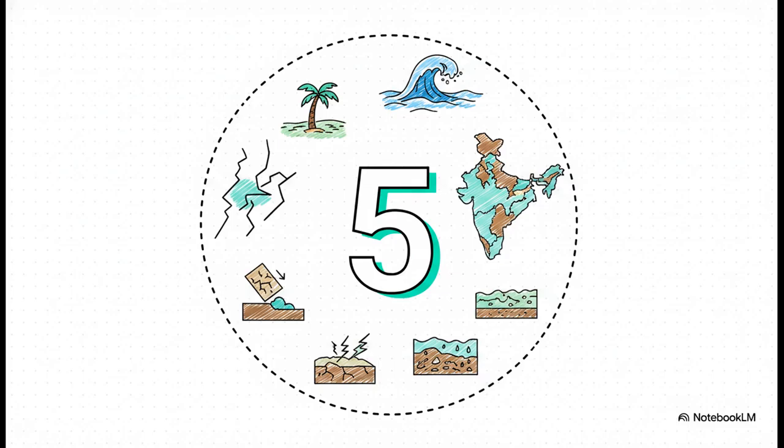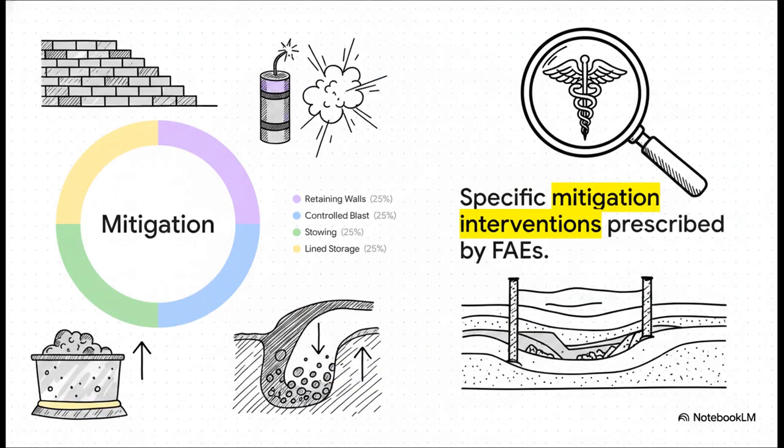If it's a coastal project, they evaluate that exact same 5-kilometer zone for tsunami vulnerability. They're also checking the seismic zonation map of India to see if the site sits in a high-risk zone, constantly scanning for threats like landslides, expansive soils, or soil liquefaction. Once those impacts and hazards are fully predicted, the FAE essentially becomes a doctor prescribing a cure. They recommend very specific mitigation interventions.